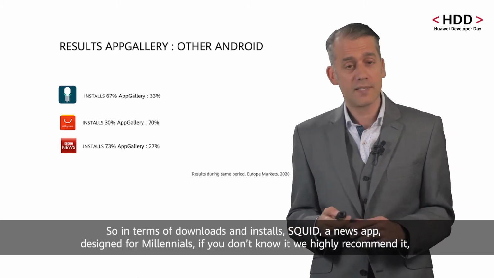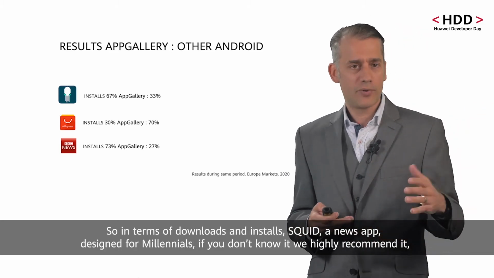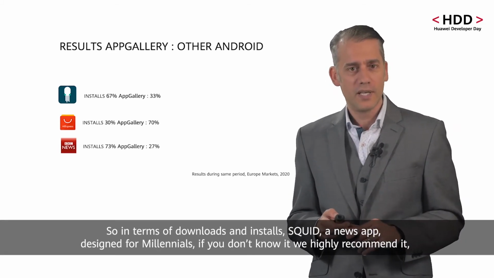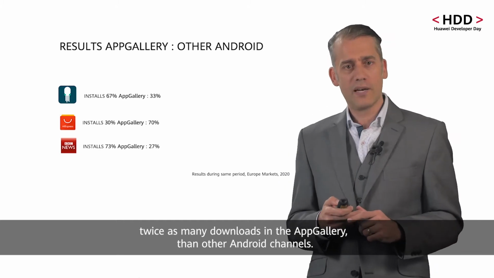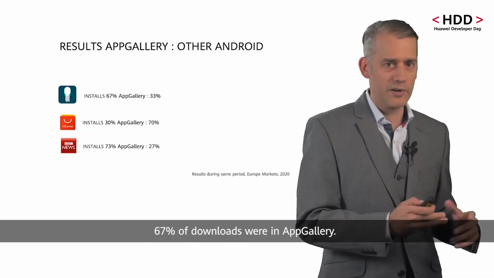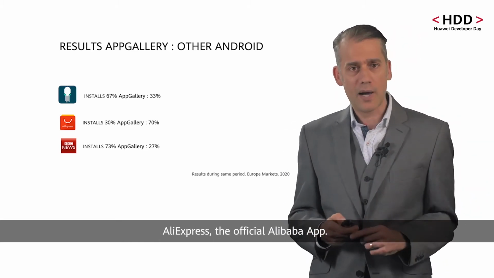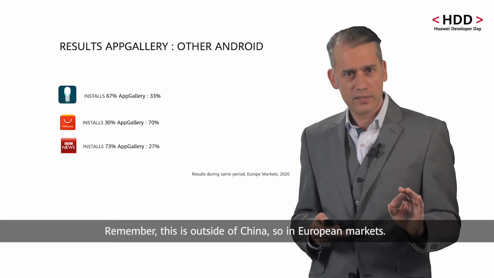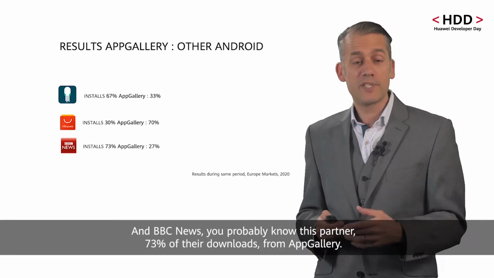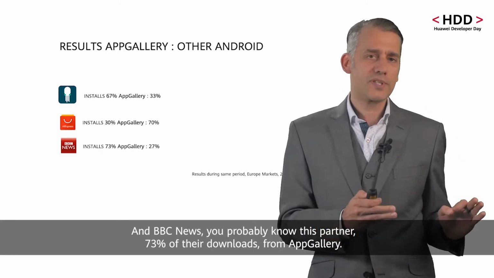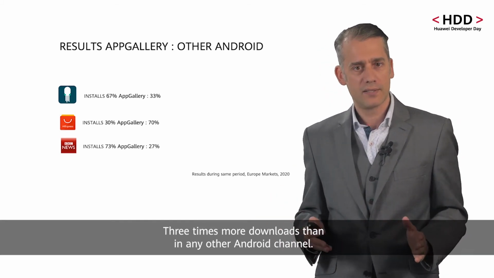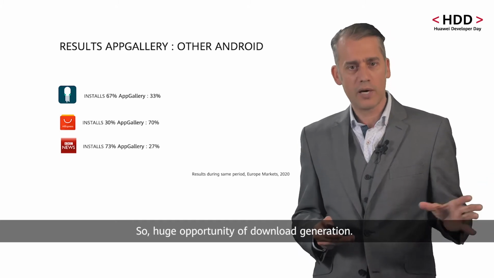In terms of downloads and installs, Squid, a news app, really nice, designed for millennials. If you don't know it, we highly recommend it. Twice as many downloads in App Gallery as other Android channels. 67% of downloads were in App Gallery. AliExpress, the official Alibaba app, remember, this is outside of China, so in European markets. 30% of the downloads came from App Gallery. And BBC News, probably you know this partner, 73% of the downloads from App Gallery, 3 times more downloads than in other Android channels. So, huge opportunity of download generation.